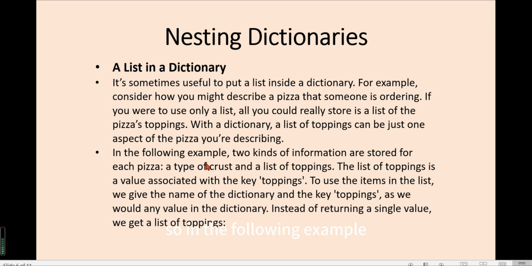So in the following example, 2 kinds of information are stored for each pizza: a type of crust and a list of toppings. The list of toppings is a value associated with the key toppings. To use the items in the list, we give the name of the dictionary and the key toppings, as we would any value in the dictionary. Instead of returning a single value, we get a list of toppings.